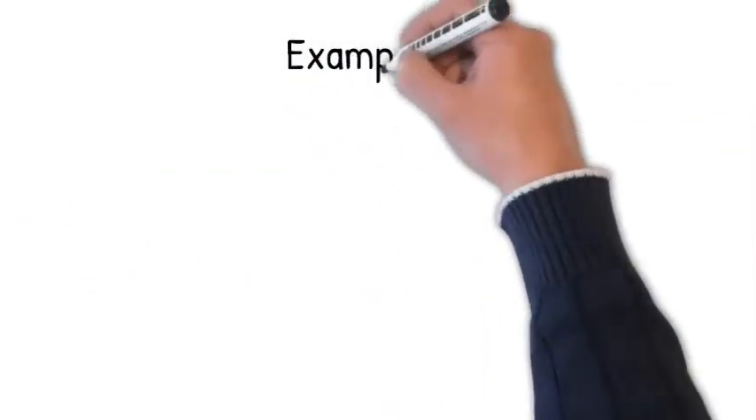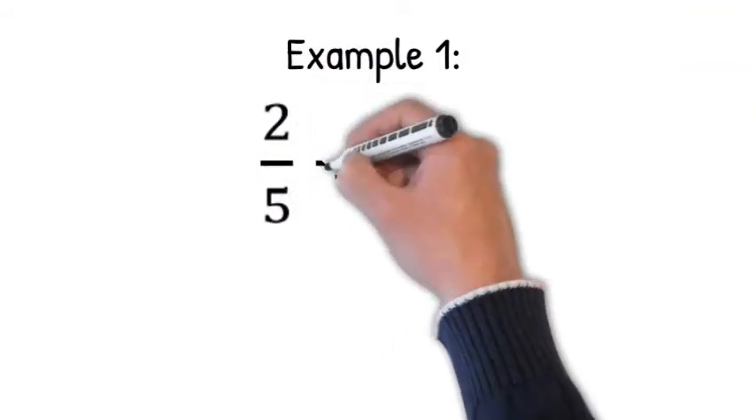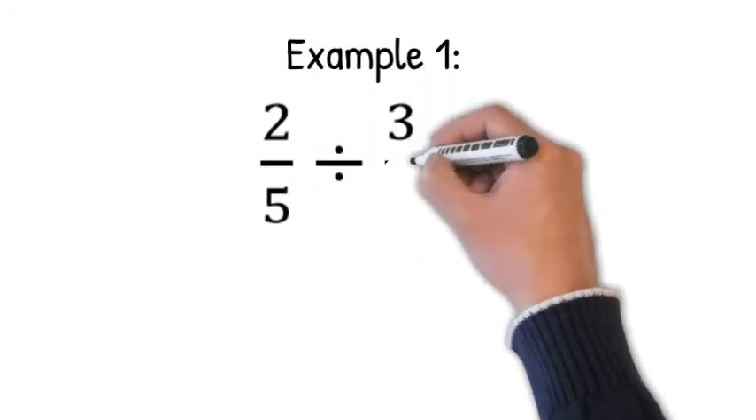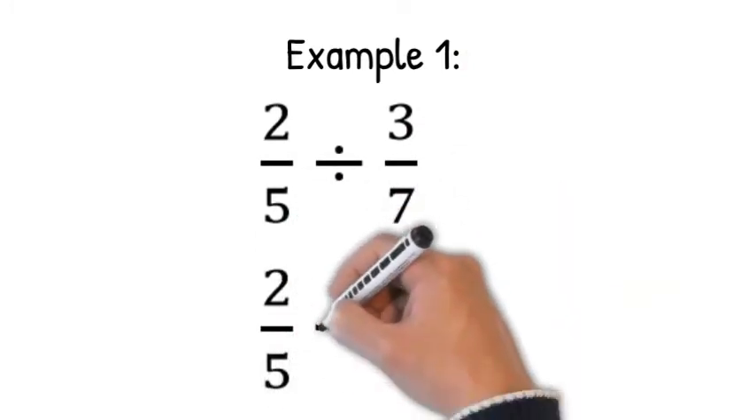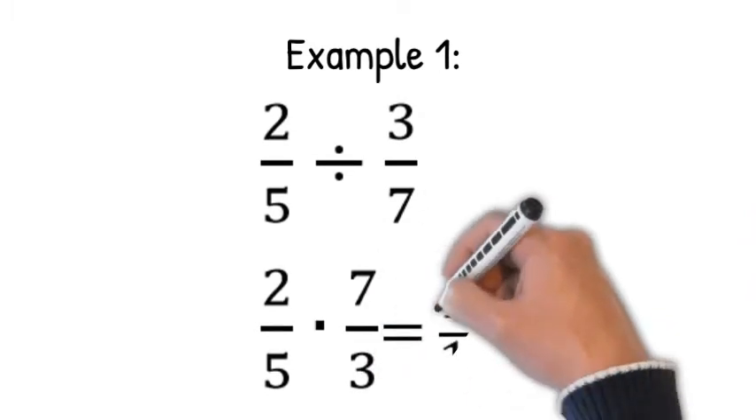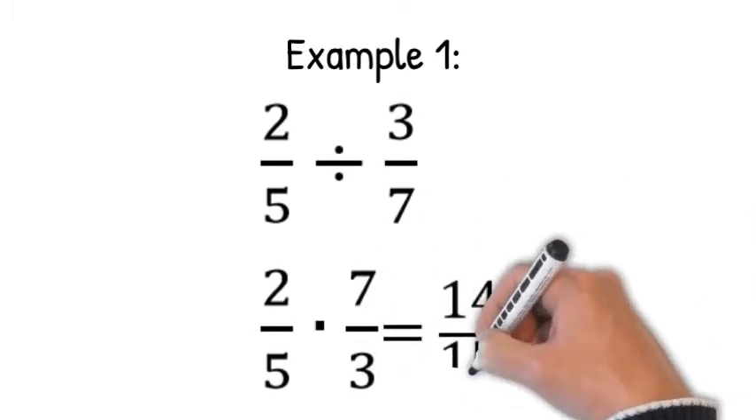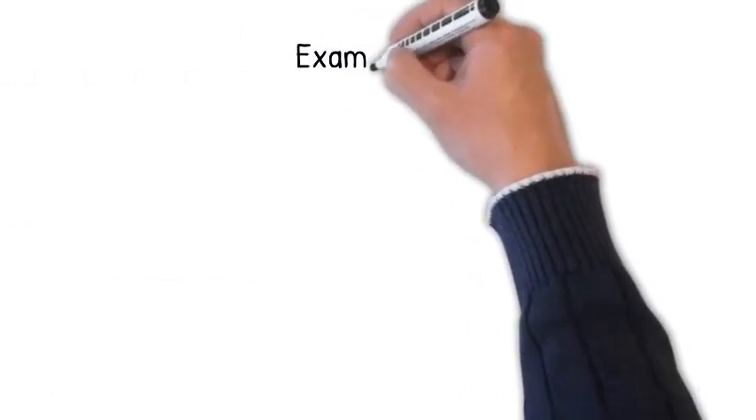Example 1. 2 over 5 divided by 3 over 7. We multiply by the reciprocal of the divisor, which is 7 over 3. So it will become 2/5 times 7 over 3, which is equal to 14 over 15. And that's the answer.